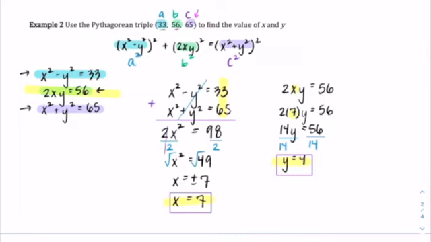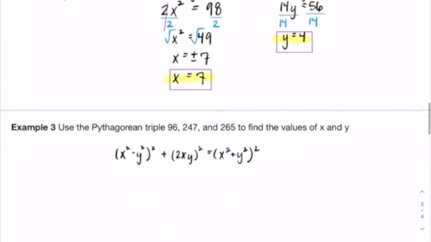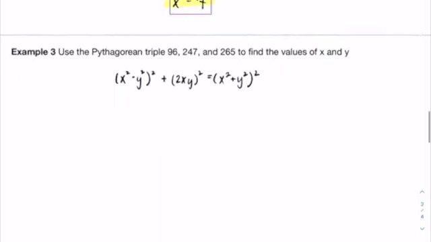So I made a mistake in always labeling the first one A, the second one B, and pairing it up with this A and this B. That's not always the case. So there's a couple of things we just have to be careful about when deciding which number goes with A and which number goes with B. So this next example is going to show that. Example 3: use the Pythagorean triple 96, 247, and 265 to find the values of x and y.